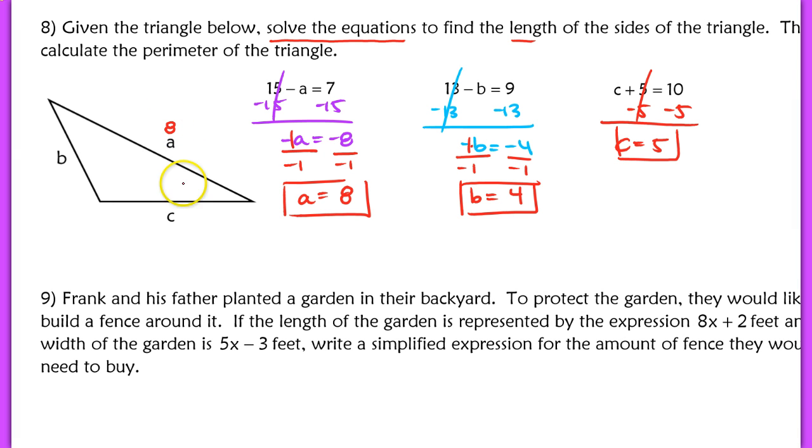So I have a is 8, b is 4, and c is 5. So I'm going to find the perimeter by adding all 3 of those sides. So I have a total perimeter of 17 units.